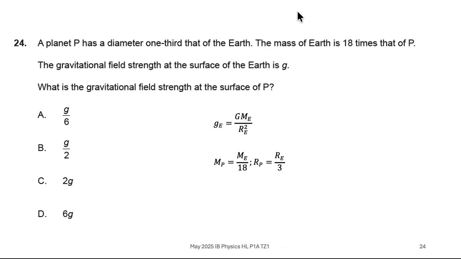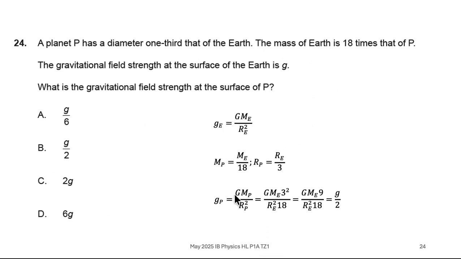We're going to acknowledge a couple of things. The mass of the Earth is 18 times the mass of this planet P, and so therefore the mass of the planet is the mass of the Earth divided by 18. We also know that planet P has a radius which is a third of that of the Earth. I've deliberately put this in so that we can have the values in terms of the mass of the planet and the radius of the planet. So we've got a planet with a third of the radius and an 18th of the mass.